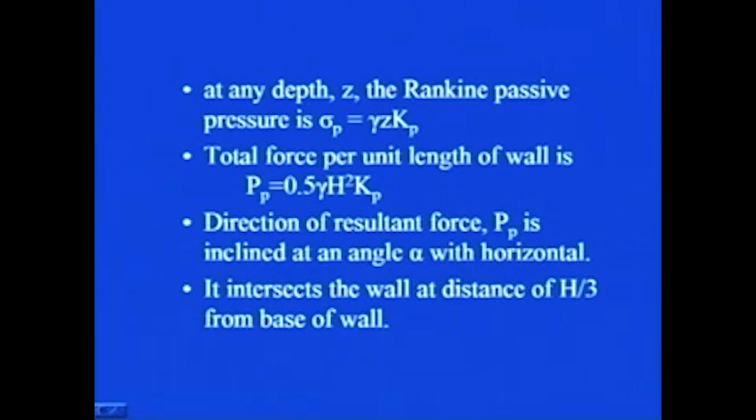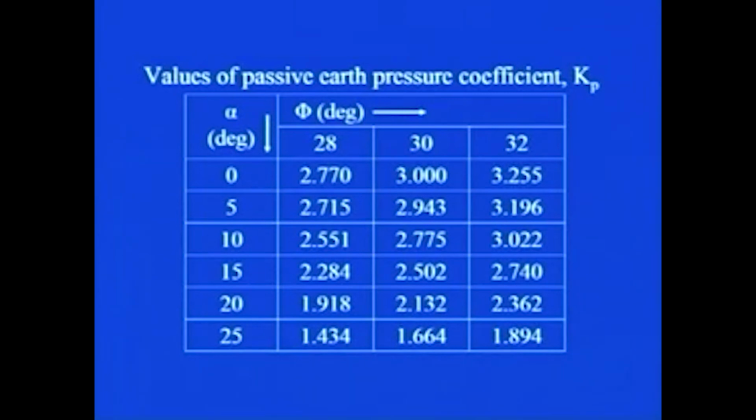So, you see the direction of the resultant passive force, that is Pp, is inclined at an angle alpha with the horizontal and it intersects the wall at a distance of h by 3 from its base. As we did for the case of active pressure, it sometimes becomes very difficult to remember those tedious and long expressions. So, to make the determination of this passive earth pressure coefficient easy, standard tables are available in standard textbooks.